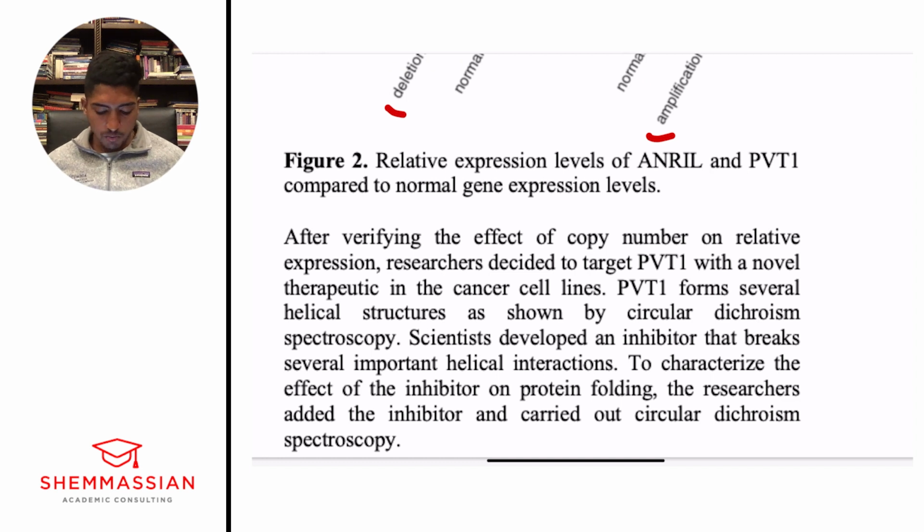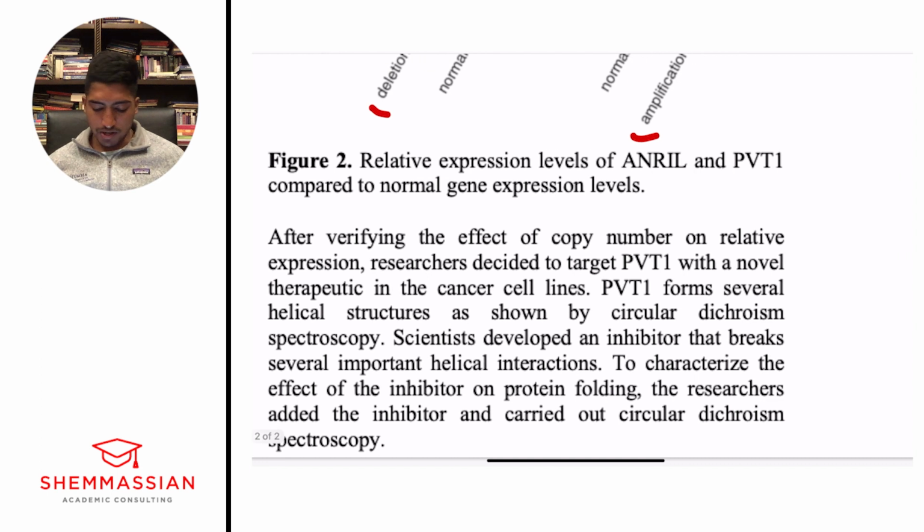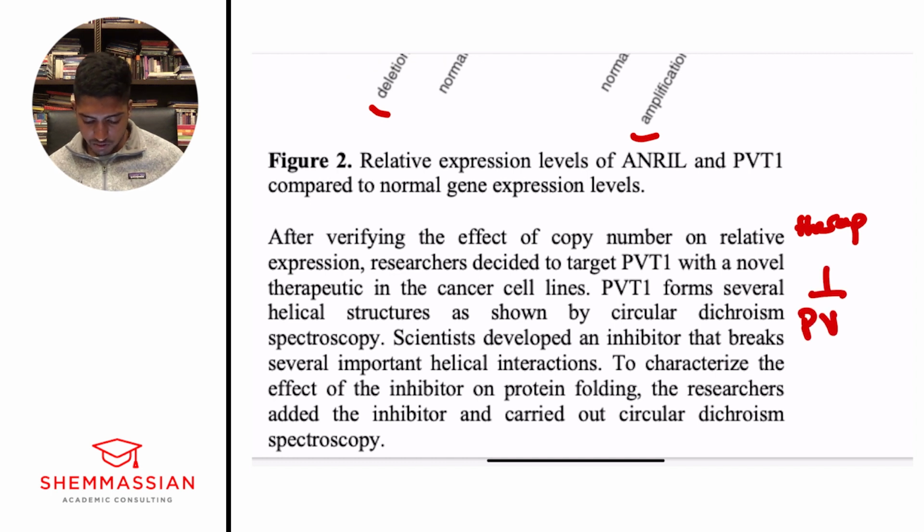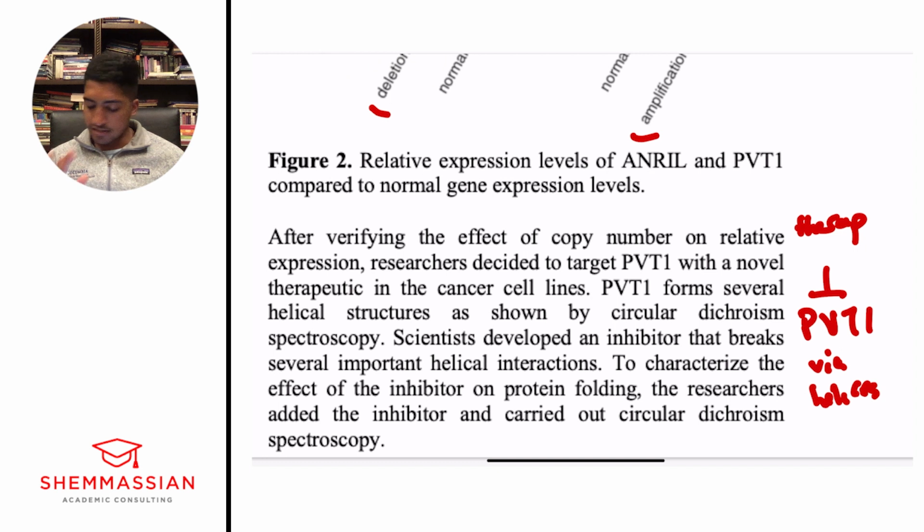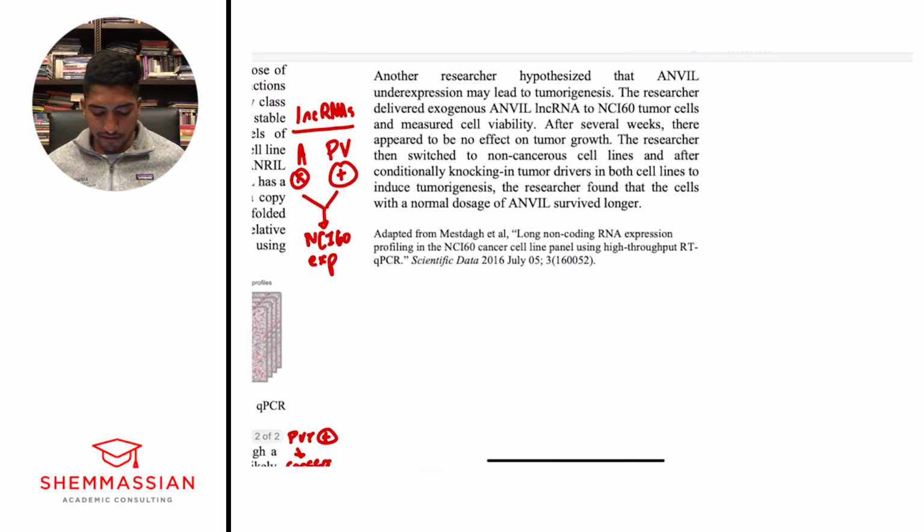But PVT1 is what we're looking at, right? That's a common term that we've seen over and over again. And so what is our basic idea? Well, we have a new therapeutic, right? Therapeutic, we're going to inhibit PVT1 via helices, okay? So the therapeutic is inhibiting PVT1 because of helical interactions, and then they're doing spectroscopy for sort of quantifying that. But I don't want you to get bogged down in the details, because the details can be scary. Big picture understanding, take a deep breath, and we're on to the next paragraph.